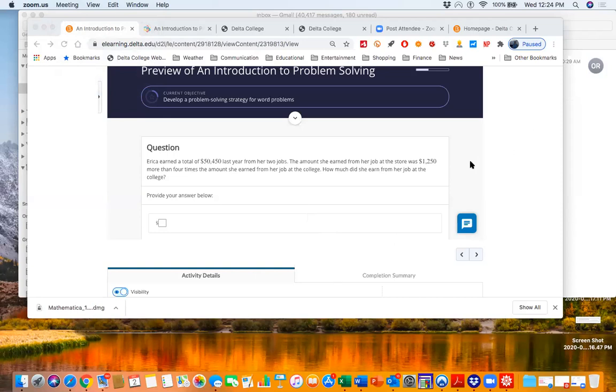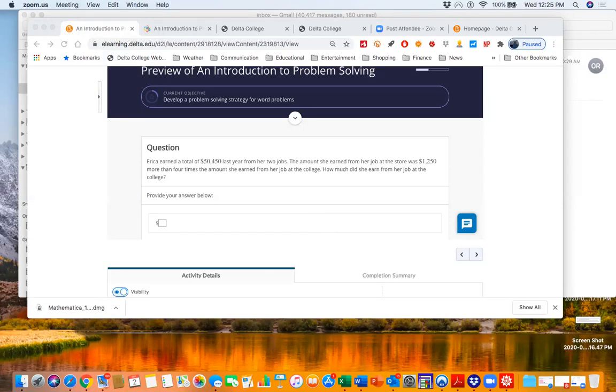Okay. So we've got the amount from the college, the amount from the store, and the $50,450 is from both jobs. So I need to add those together. Good job, Megan. Now I don't have to type it in. 50,450 equals X plus 1250 plus 4X. So then we could do a little work. 5X plus 1250 equals 50,450.